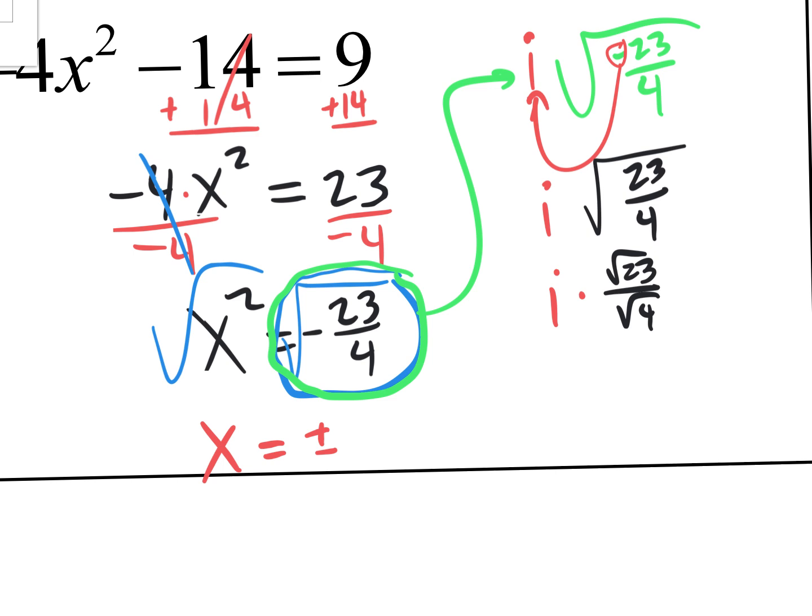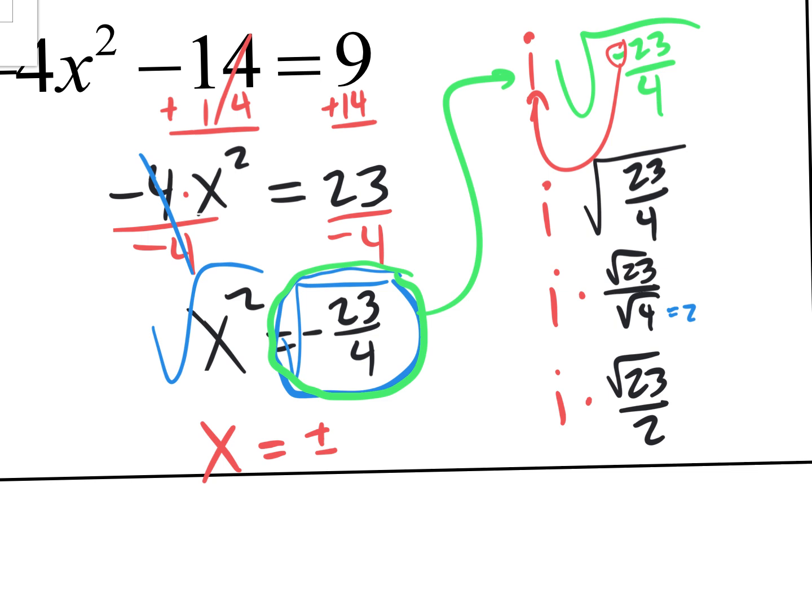And that works out nicely because the square root of 4 is 2. Okay, so that's really a 2. So what we really have here is i times the square root of 23 over 2. Now, that square root of 23, if you try it on a calculator, you can't simplify it. It is what it is.